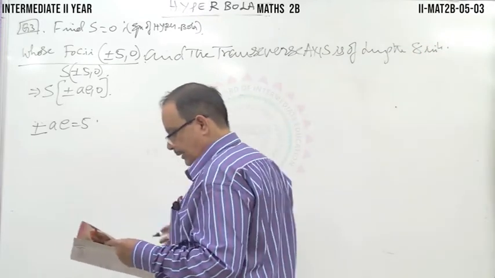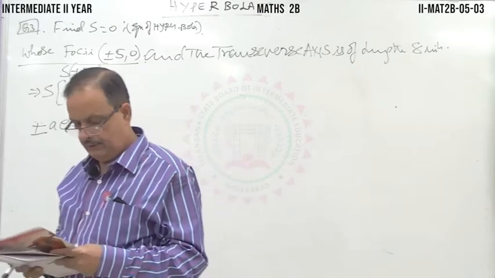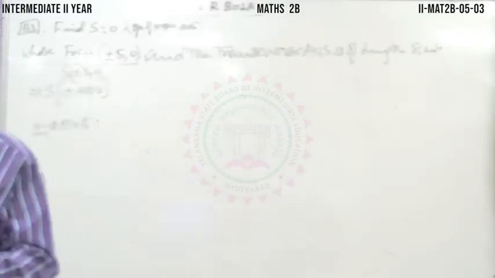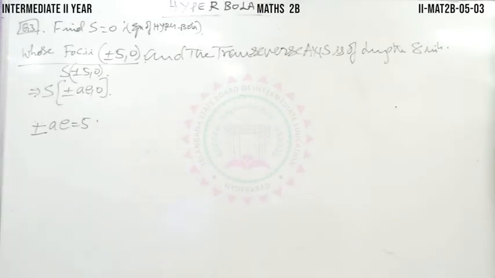So I'll repeat the question once again. Find the equation of the hyperbola whose foci are given as plus or minus 5, comma 0, and the transverse axis is of length 8 units. This was given way back in Telangana State, March 16 and May. These examinations they have given us.